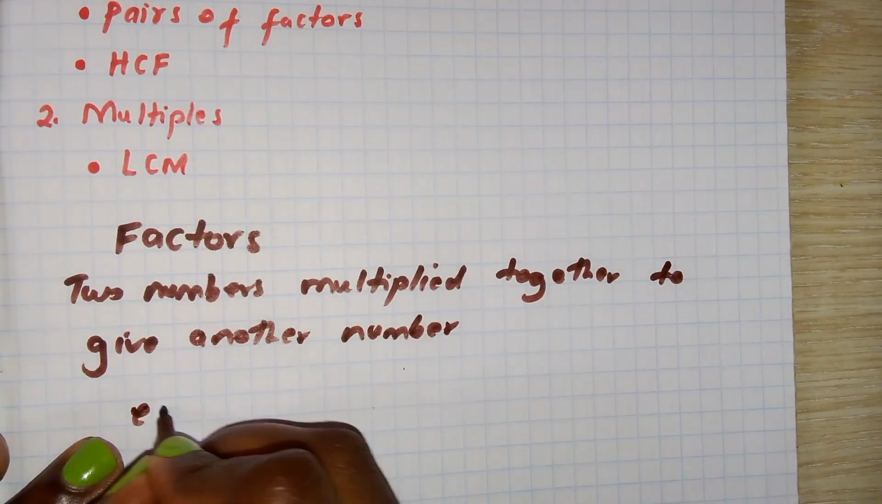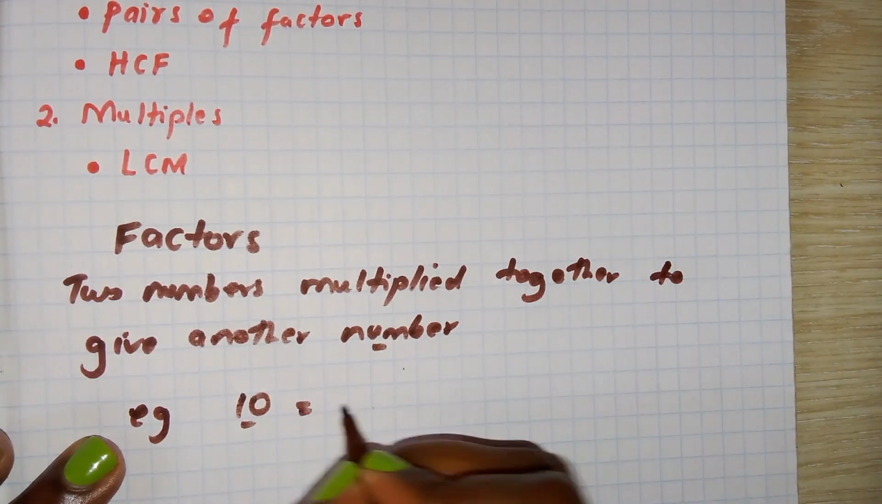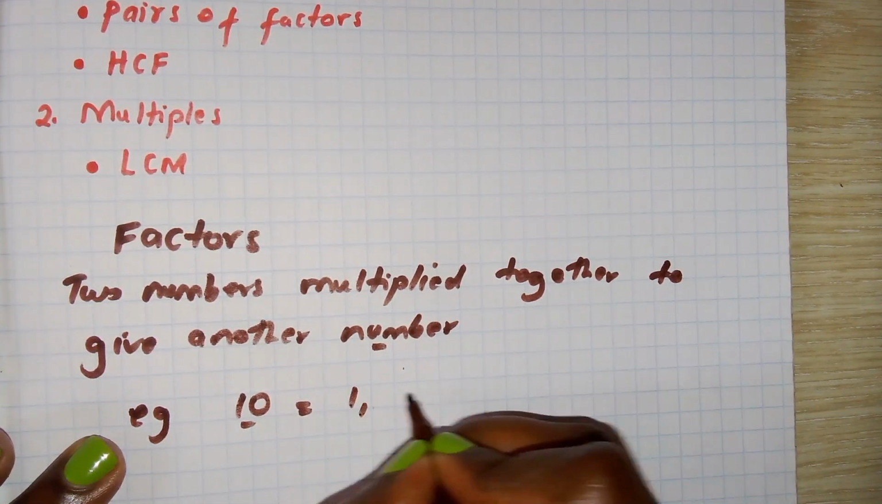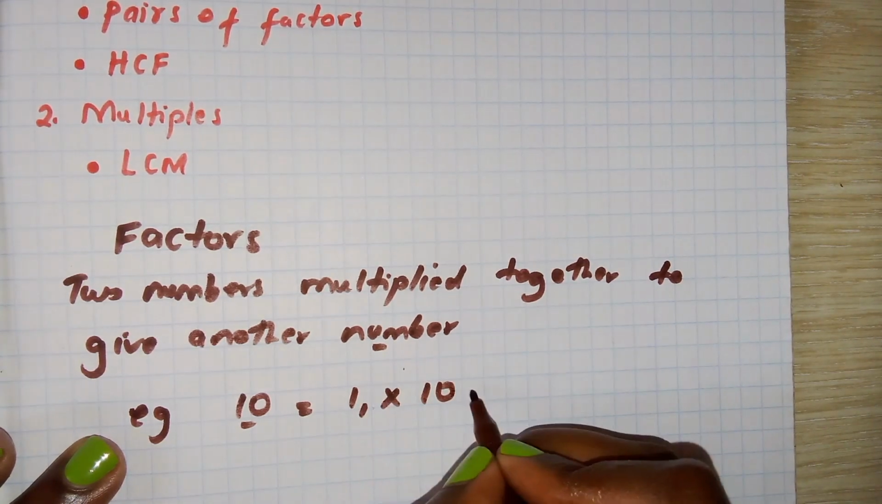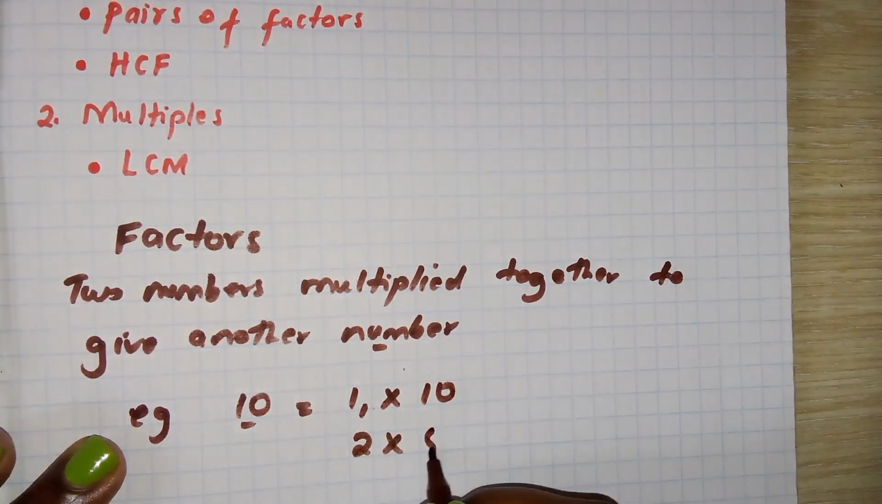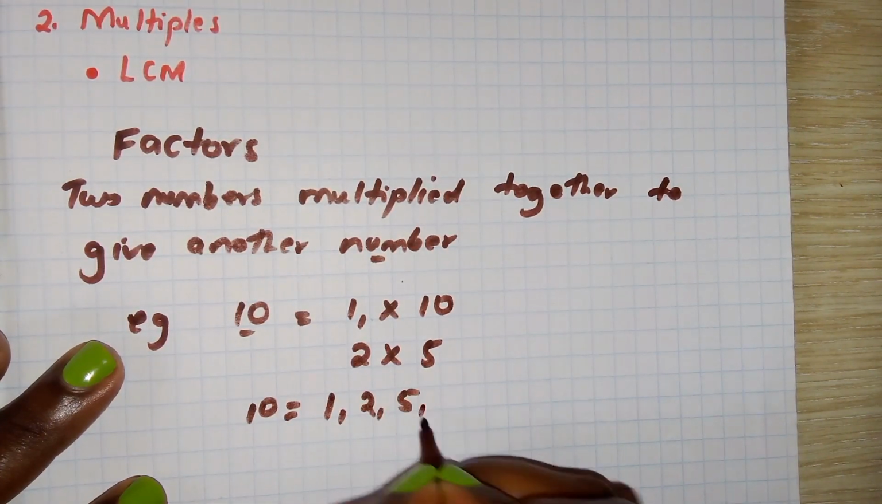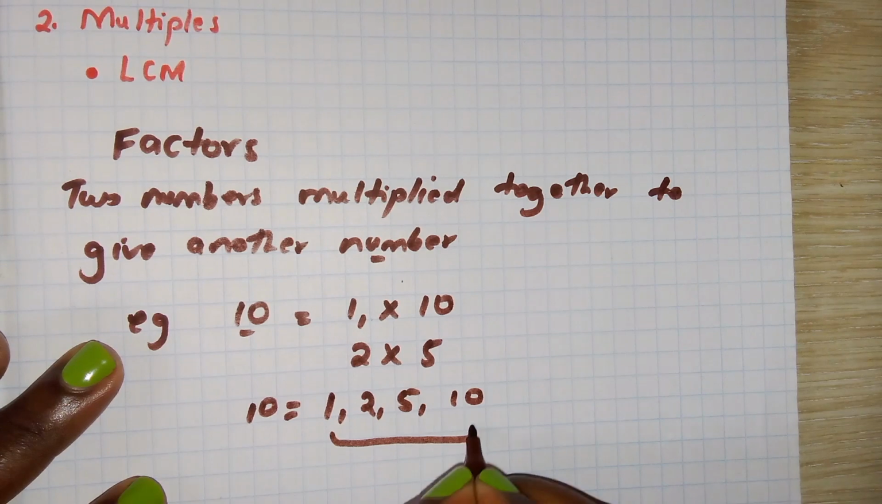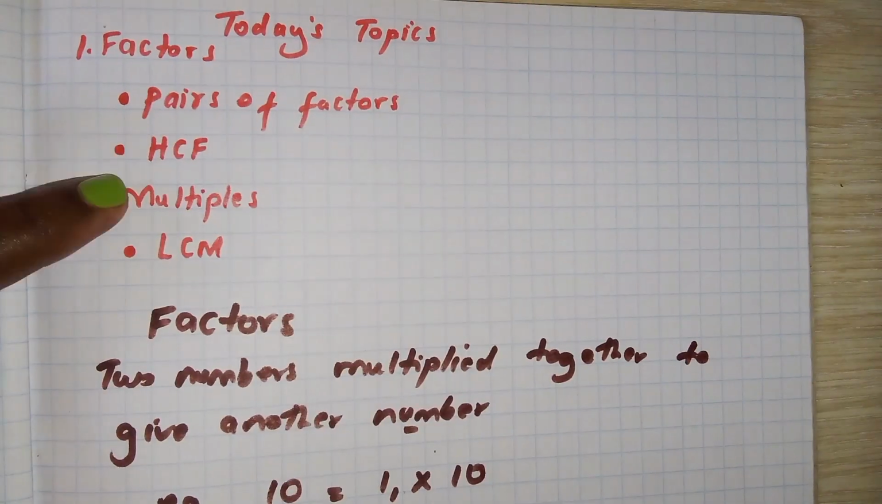For example, if the number is 10, what are the factors of 10? We have 1 and 10, since 1 times 10 gives 10. So 1 and 10 are factors. We have 2 and 5. So the factors of 10 are 1, 2, 5 and 10. These are what we call factors. So now we know what factors are.